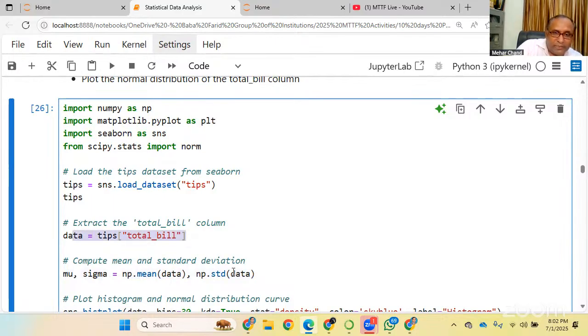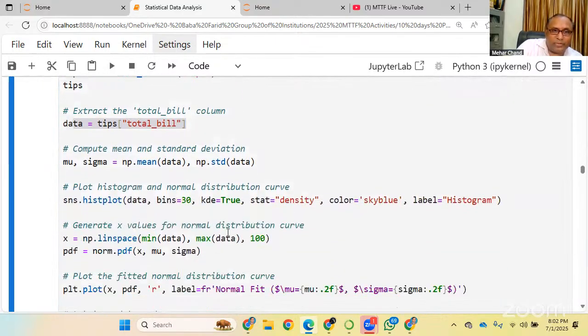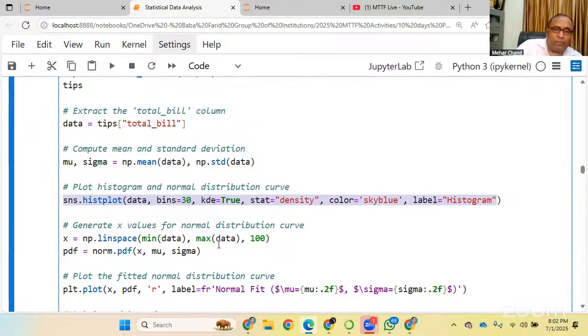And the same step is here. Now come to here. Here also you can see sns.histplot(data), where we are taking kde equals True, stat density, color, okay, and label histogram. Then we will generate the normal distribution, and for that x is equal to np.linspace of the minimum value and the maximum value of data. Okay, from the minimum and maximum value we can have the particular interval, and the rest of all the values will lie between these minimum and maximum values.